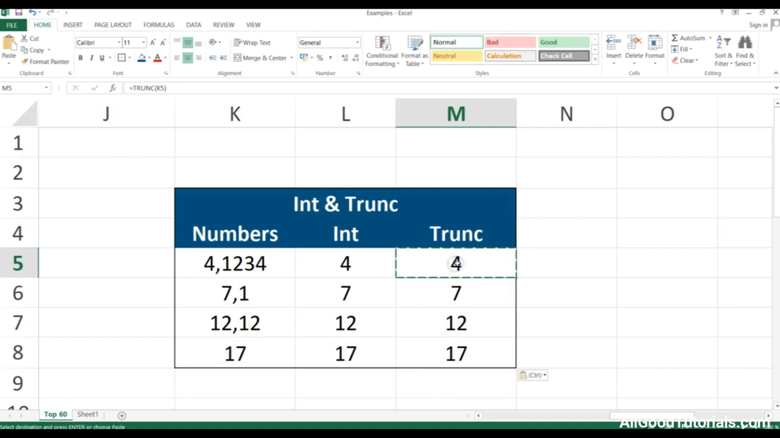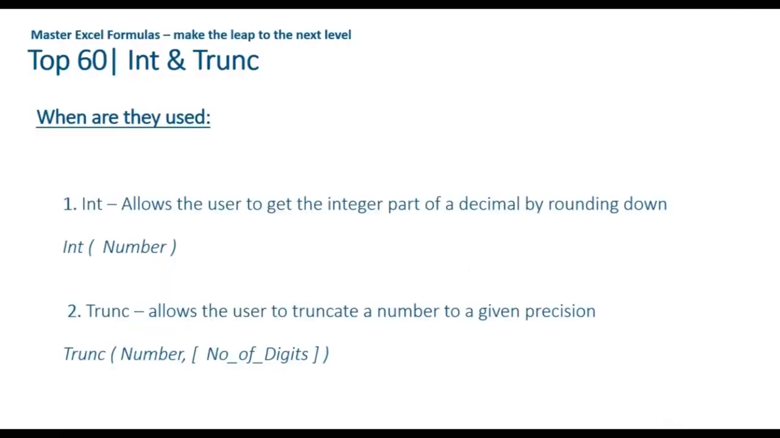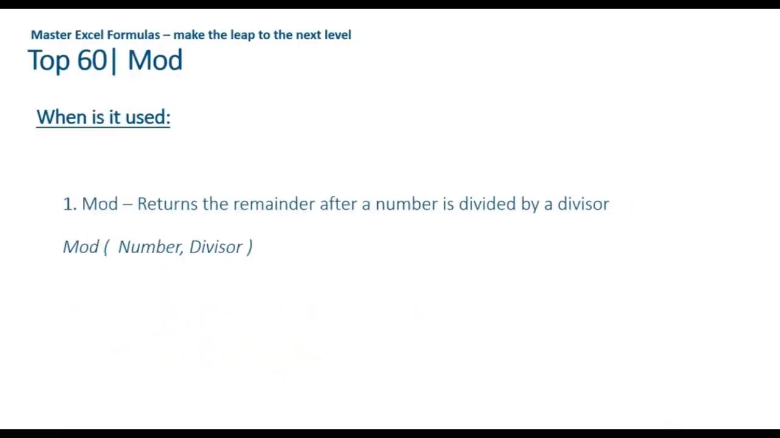But if I were to specify, let's say 1, again the colon, it will leave one number after the decimal point, okay. So this is obviously the difference between the two functions in this case, but as I said, if the optional argument in the trunc function is not used, it will always give you the integer part of the number. Back to the presentation, the next function that we have is mod.